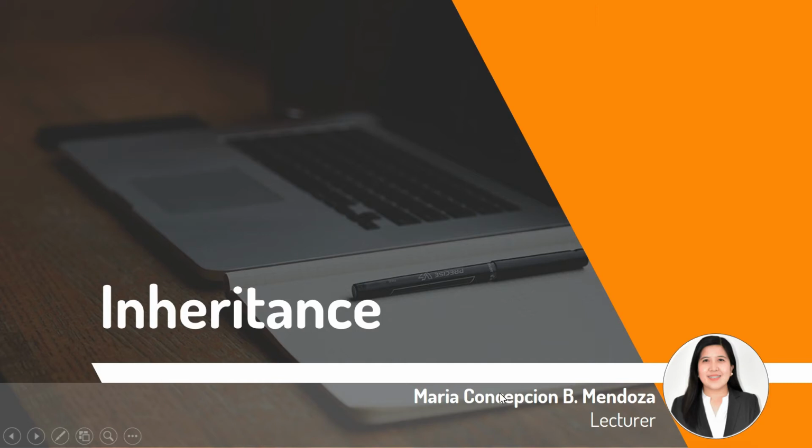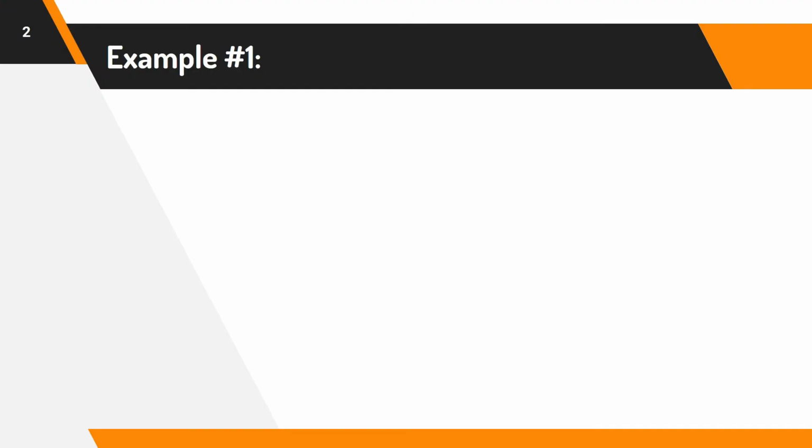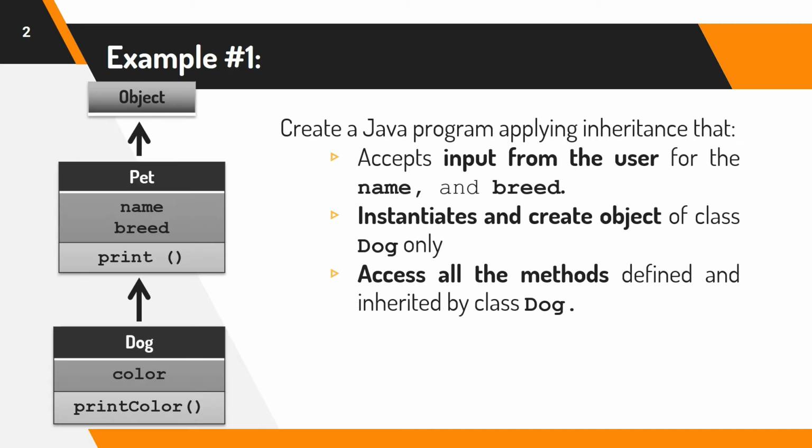Today, our topic is still on inheritance, and I have here some example programs before we proceed to multi-level inheritance. In this example, we have the following requirements. We'll create a Java program applying inheritance that accepts input from the user for the name and breed, instantiates and creates an object of class Dog only, and accesses all the methods defined and inherited by class Dog.